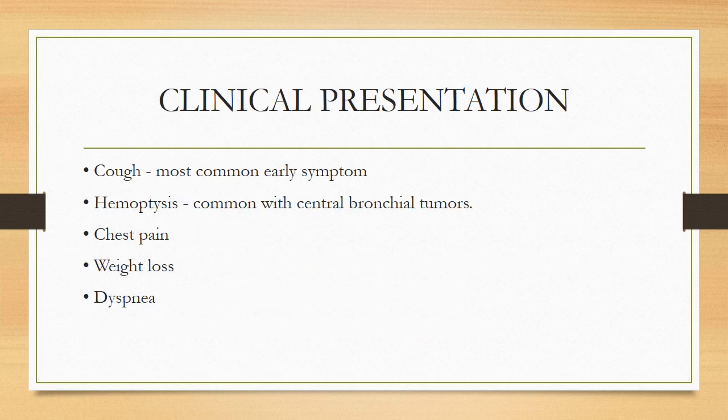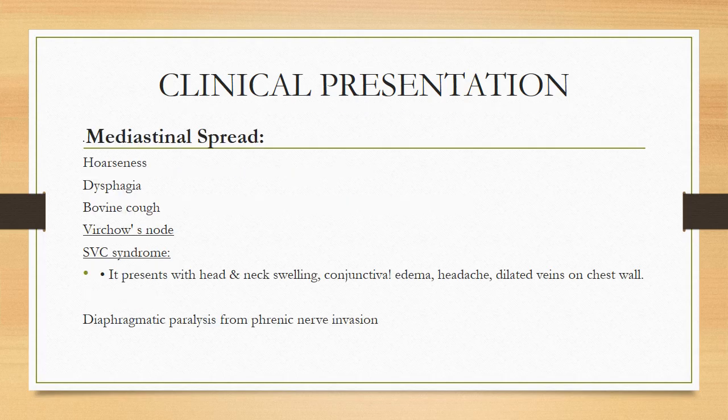So the patient with lung cancer will present with cough, which is the most common early symptom. They may also present with hemoptysis, especially in central bronchial tumors because of the invasion of blood vessels, chest pain, weight loss, shortness of breath, fever, and night sweats. In case of mediastinal spread, the patient may present with hoarseness due to recurrent laryngeal nerve palsy. They may develop dysphagia due to esophageal invasion.